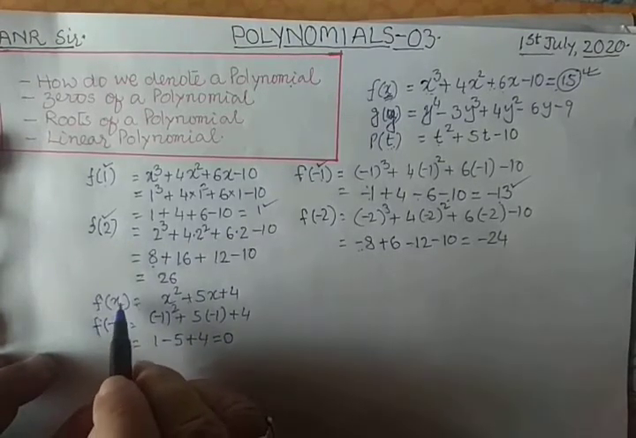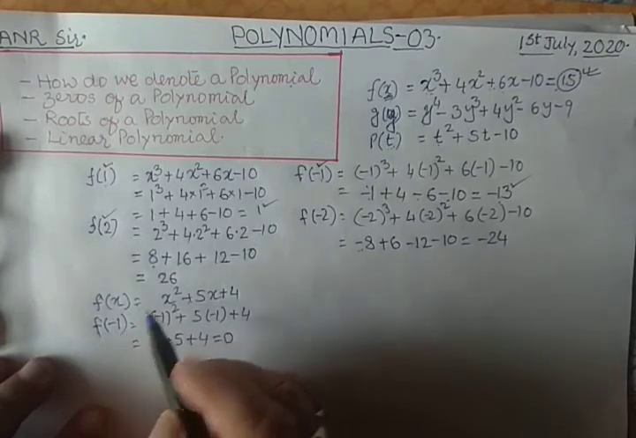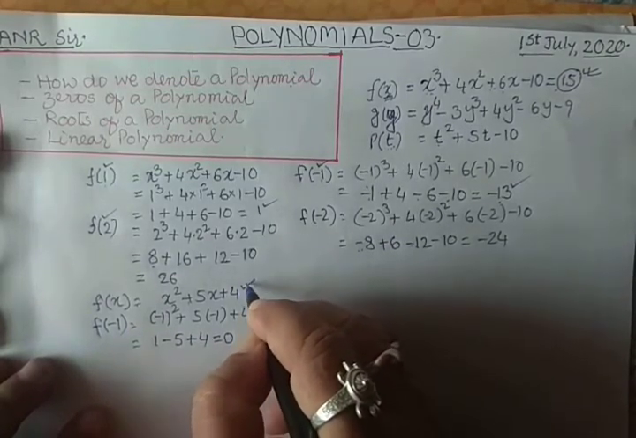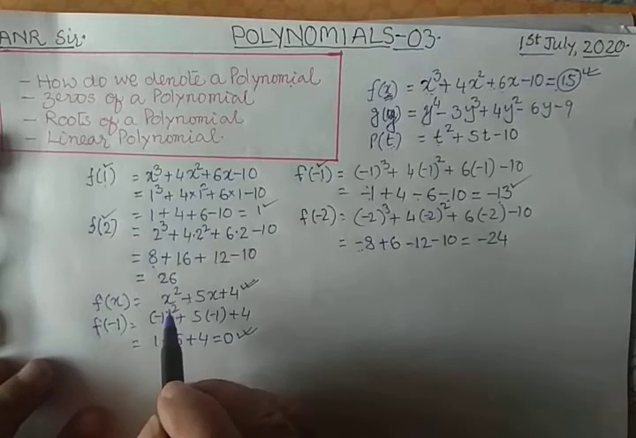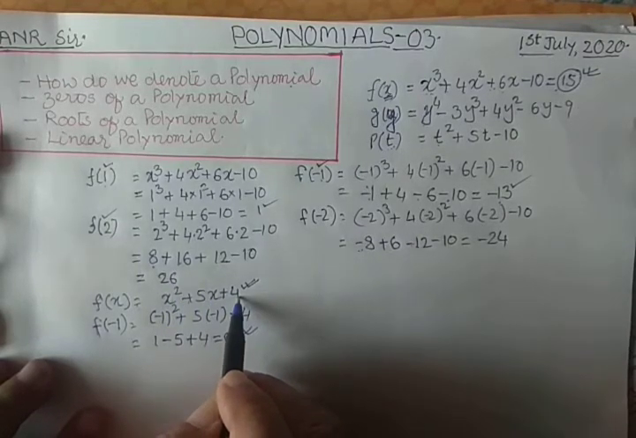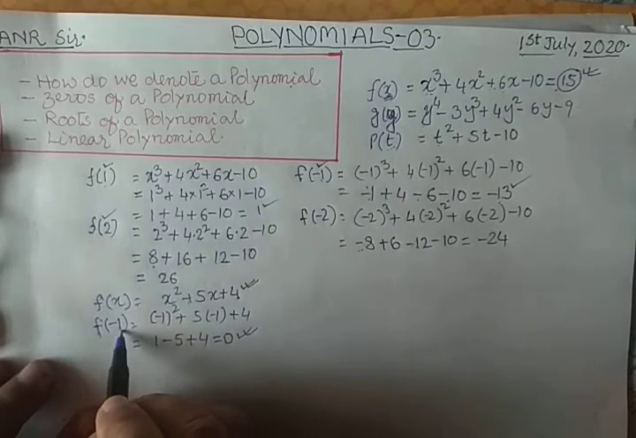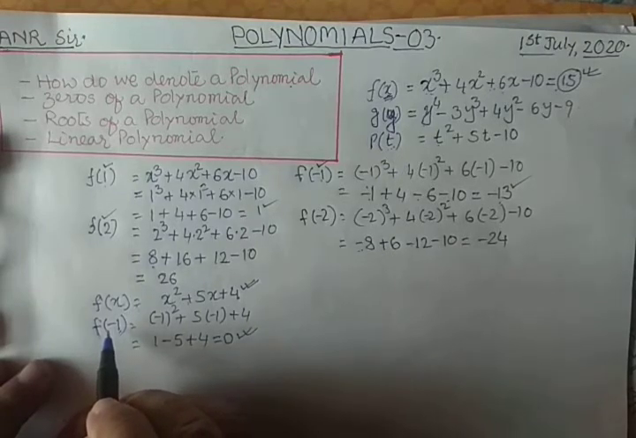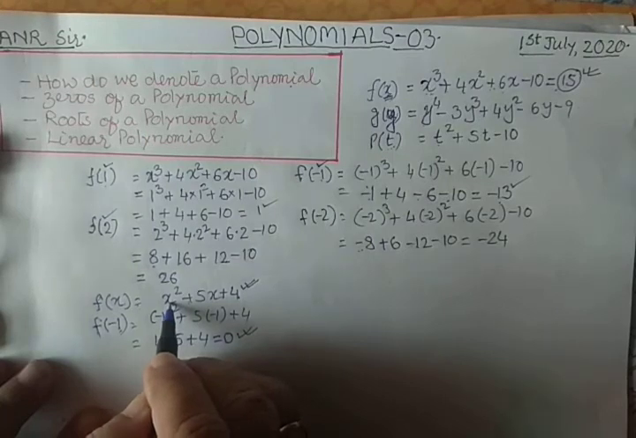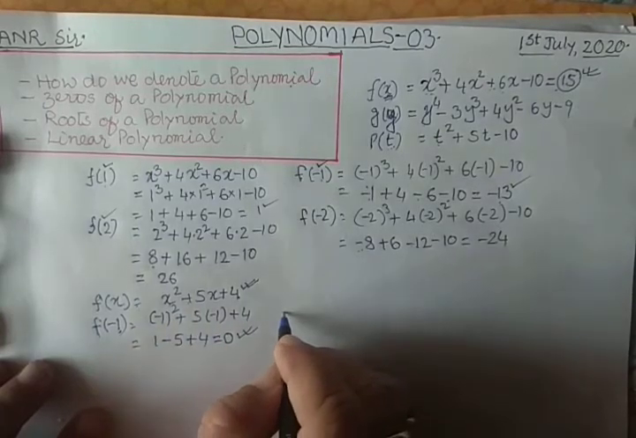So when you took the input as minus 1, then you got the output of this polynomial as 0. So the polynomial x square plus 5x plus 4 would become 0 when we take x is equal to minus 1. That means we have taken the value of x as minus 1. This minus 1 is called the root of this polynomial.